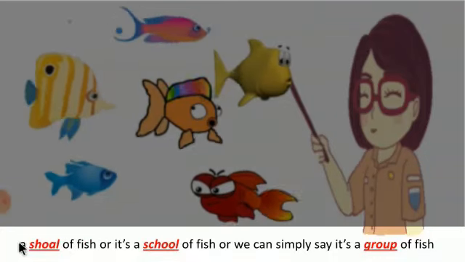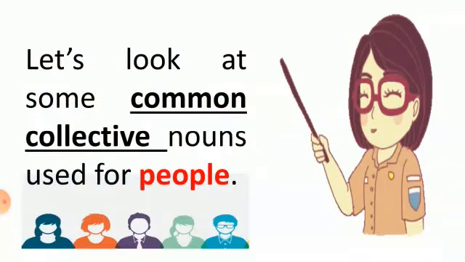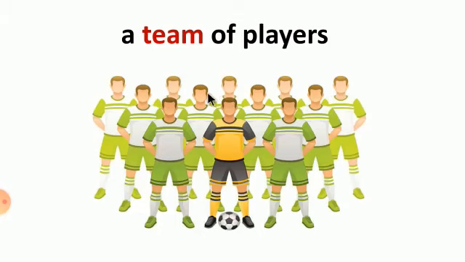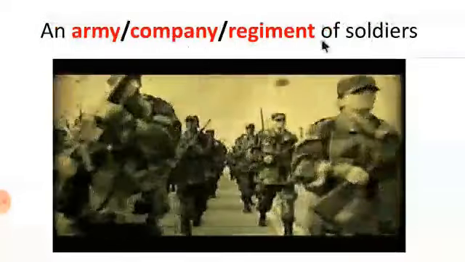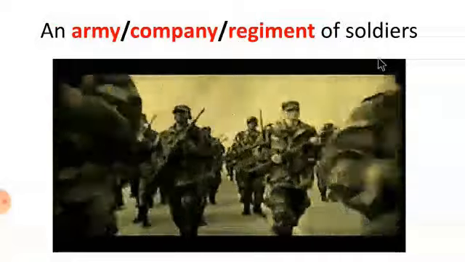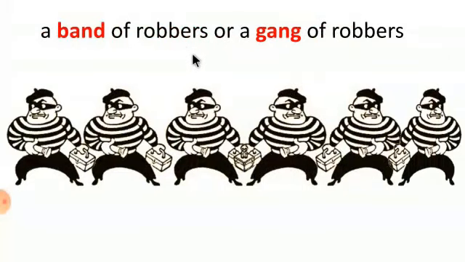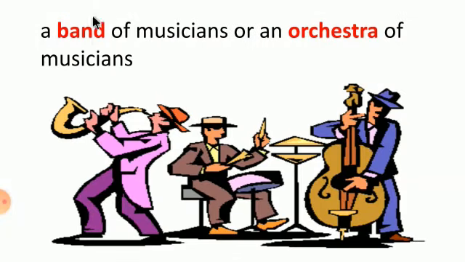Collective nouns are common words in English. We use them every day. Let's look at some common collective nouns used for people. A team of players. An army of soldiers. A company of soldiers. A regiment of soldiers. A band of robbers or a gang of robbers. A band of musicians or an orchestra of musicians.